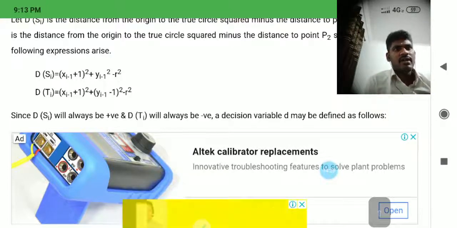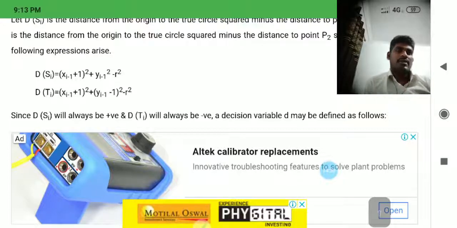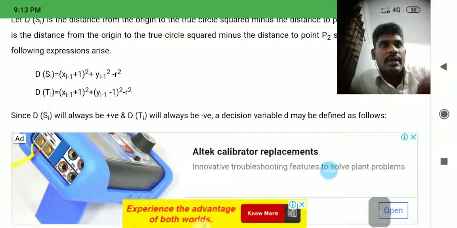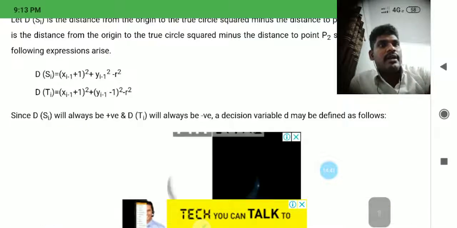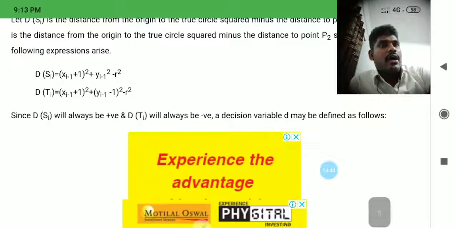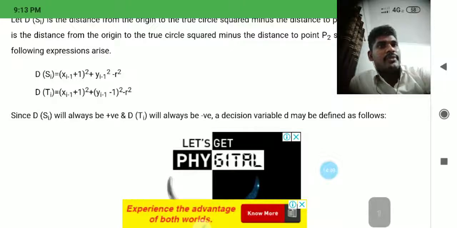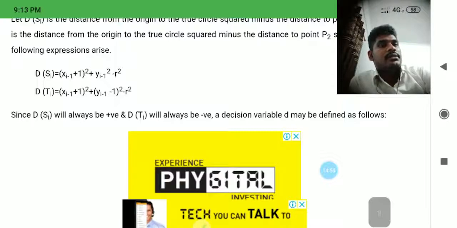If you want to select the south side, what is the x and y coordinate for the south side? If you want to select the north side, what is the x and y coordinate for the north side? S1 is the south side and T1 is the north side. Just imagine. If you select the south side, it is (xi plus 1) whole square plus (yi minus 2) whole square minus r square. This is the x and y coordinates for the south. If you select the north side, it is (xi plus 1) whole square plus (yi minus 1) whole square minus r square.